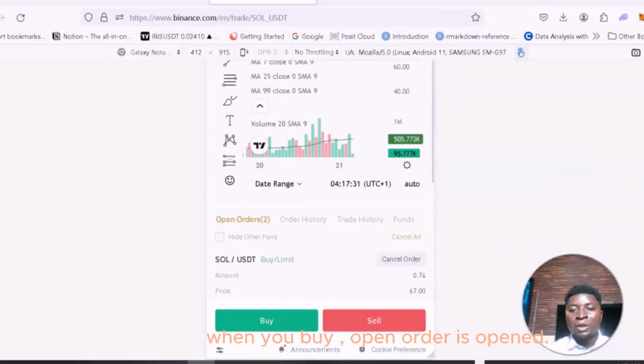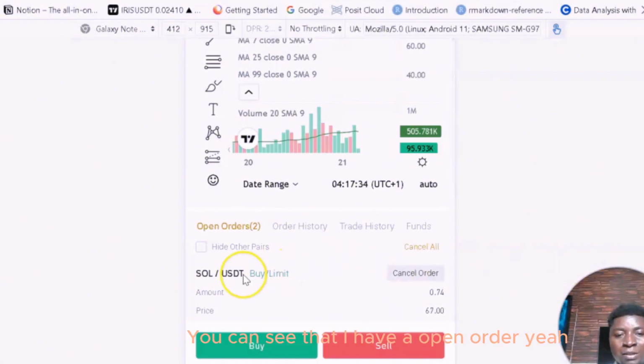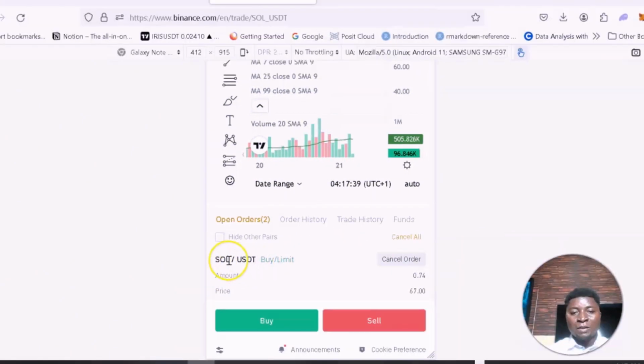When you buy SOL, there's what we call an open order. You can see that I have an open order here. So I'm saying to the market, once the price of Solana hits $67, buy me 2.74 worth of SOL. And when the price gets there, my trade will be executed.